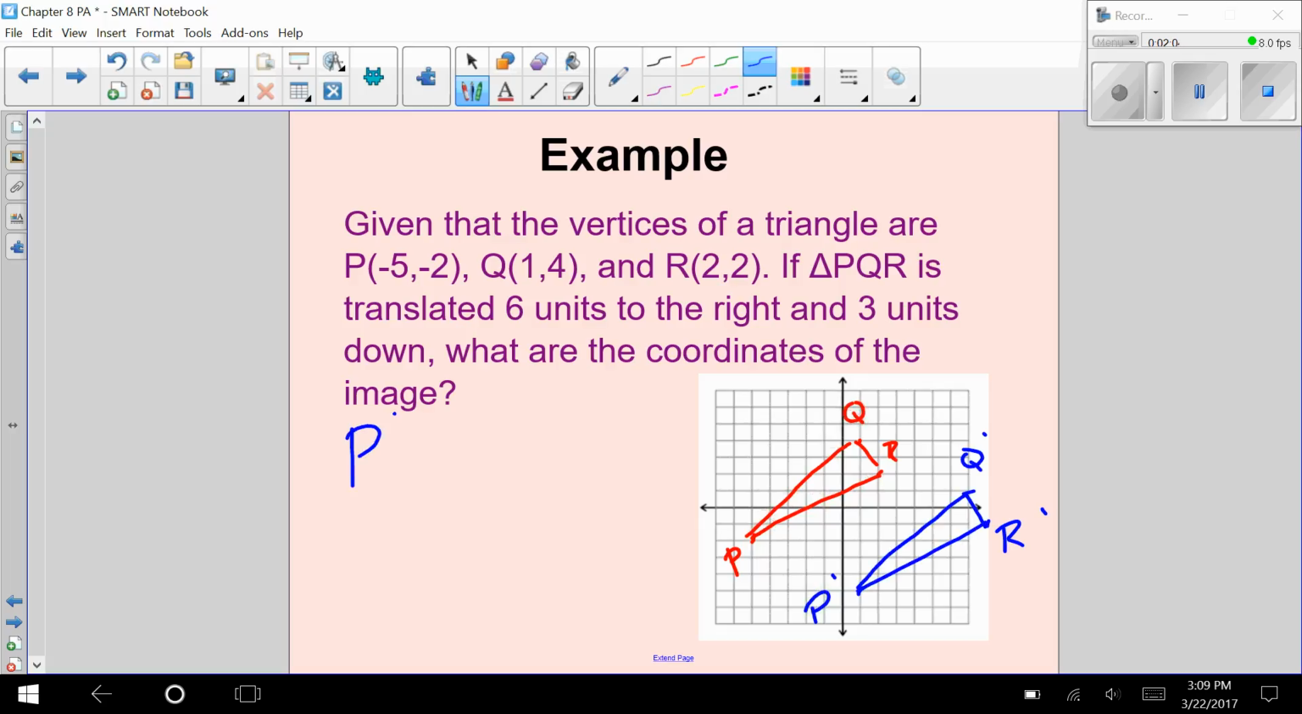Now let's write the coordinates. P prime is at (1, -5). Q prime is at (7, 1). And R prime is at (8, -1).